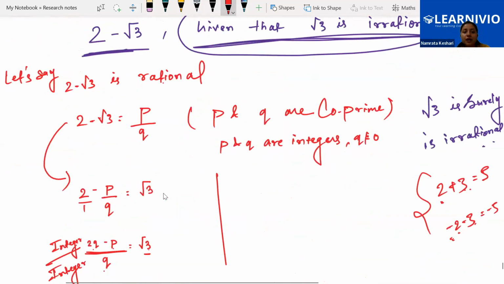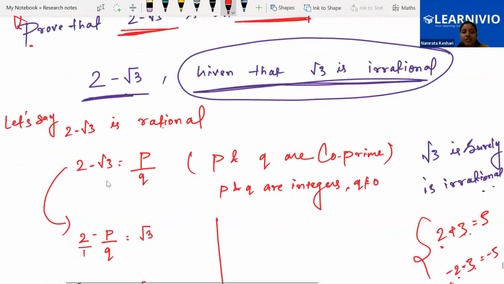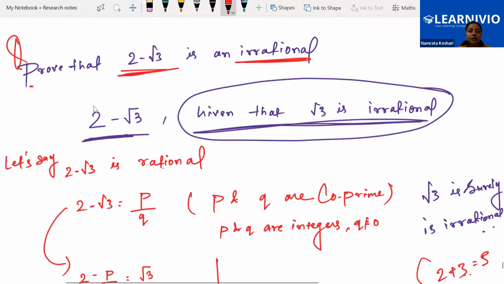Is it clear to everyone? Yes, ma'am. This one is very simple. Please note it down. This is also part of the question. Solution starts from here. Proof starts from here. Rather than solution, we will call it proof. Proof starts from here. Today, no assessment.